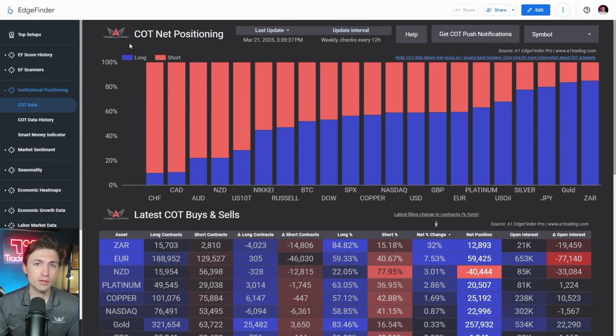Through the commitment of traders data that we have here on the screen, we can track the institutional money flow on key currencies, commodities, indices, etc. What you'll see is there's two main tables. We have the net positioning and the latest COT buys and sells.